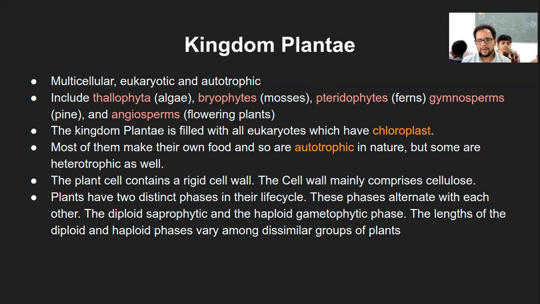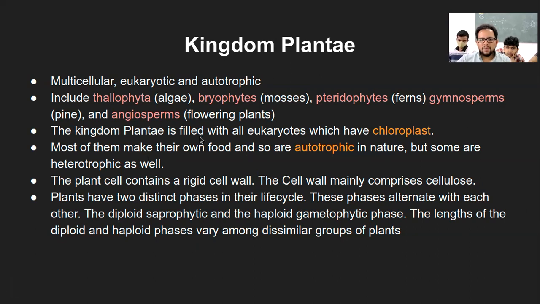Then there is Pteridophytes, which is a fern type of plants. Gymnosperm, which is non-flowering plants. And again, this we had discussed a bit while we were looking at the flower structure. And the angiosperm, which are the common flowering plants. So these are 5 different categories within the kingdom Plantae.